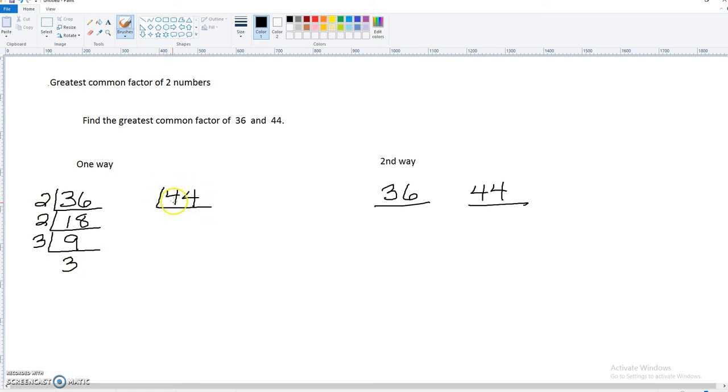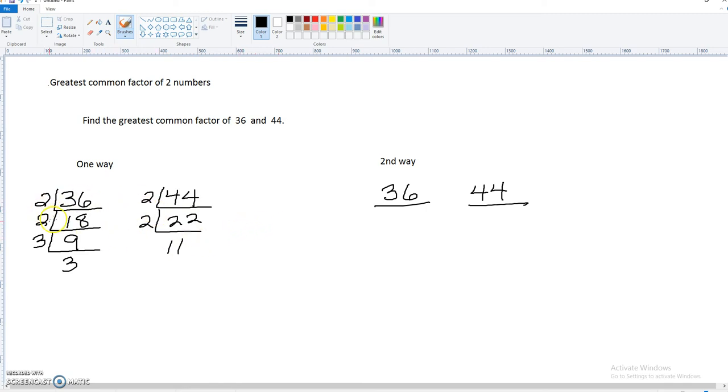We've got 44. Well, we can still start with 2. So let's start with 2. So 2 into 44 is 22. 2 into 22 is 11.